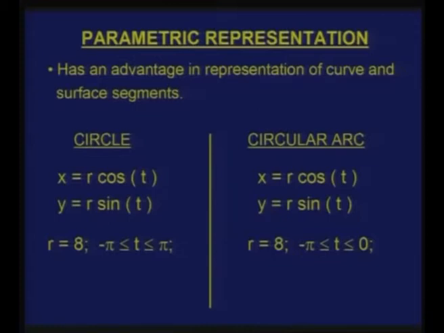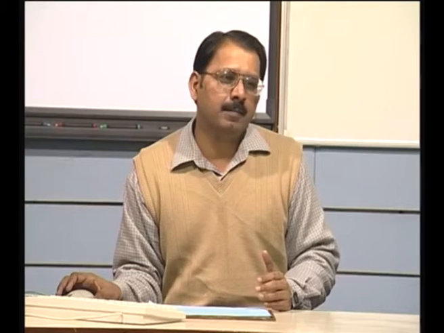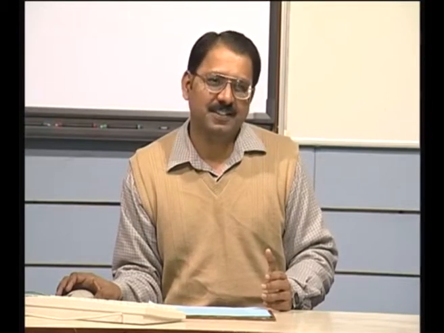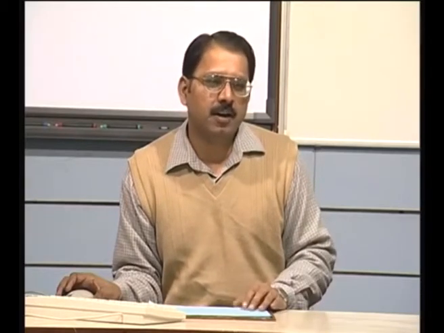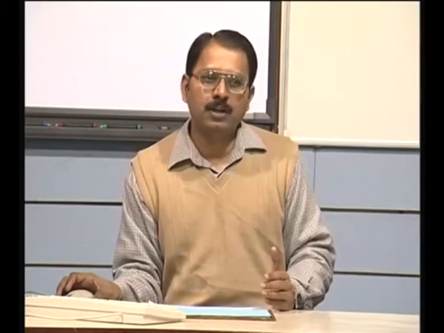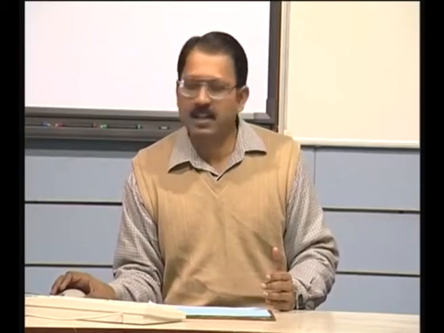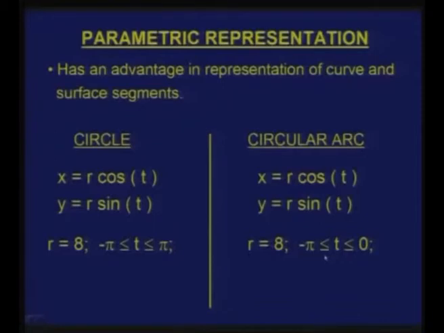Like imagine representing a circular arc in implicit or explicit form. It is very difficult to do, because you do not have a separate representation, or you do not have a provision for representing bounded entities. Whereas, by simply changing the parameter range to, let us say, minus pi to 0, the equation has not changed, but I am able to represent a circular arc instead of a complete circle, and this is true with many curve and surface situations where we would be doing it.